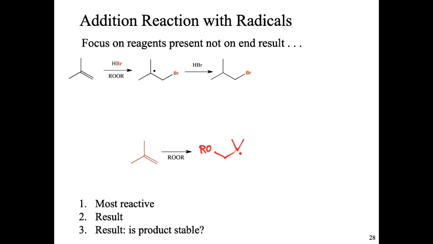There's our radical. That reacts. We get a new bond. New radical. Now what happens? It continues reacting. Reacts again. New bond. New bond. Everybody get it? What we're forming is what is known as a polymer.